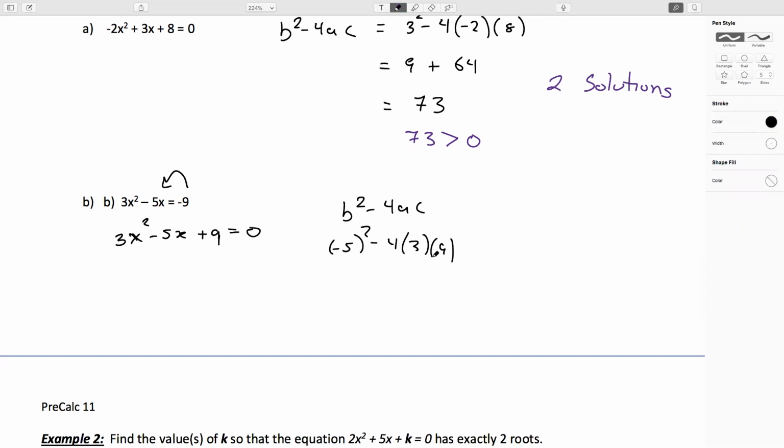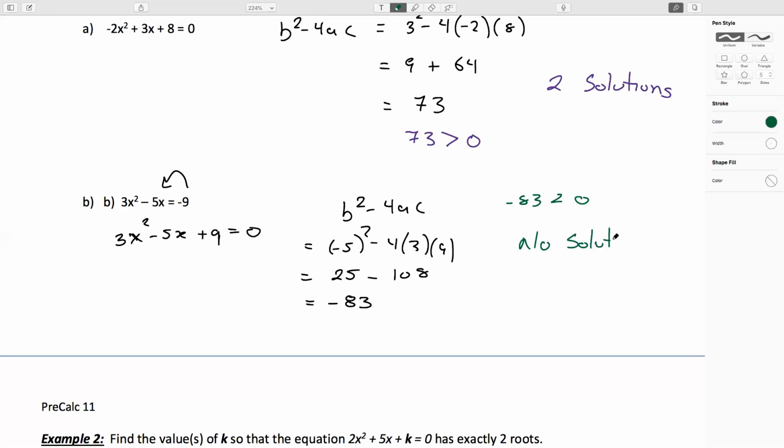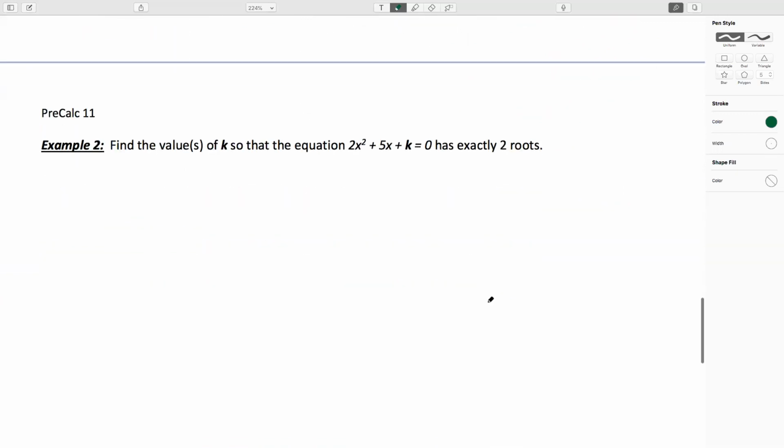In this case, it'll be 25 minus 108, which is negative 83. Since we have a negative in our discriminant, well, this one has no solutions. Negative 83 is less than 0, so no solution. Or no real solution. Which leads us to the last question.